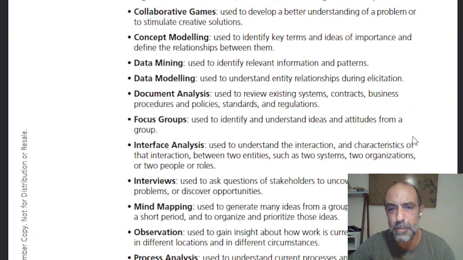Document analysis is used to review existing systems, contracts, businesses, procedures, and policies and standards and regulations. If this is going over your head, I think that's perfectly fine, because generally these are options for us to choose, which we will have to research until we have the experience to not actually require researching them directly. But I feel like with every single organization or project, you approach them differently. So document analysis is used to review existing systems, contracts, businesses, procedures, policies, standards, and regulations.